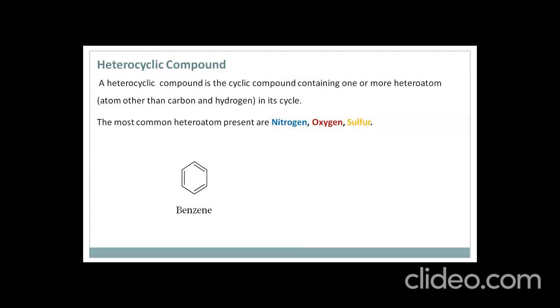Here is the structure of the benzene ring, and if you see this, it has just carbon and hydrogen. But in this structure, along with carbon and hydrogen, it has a nitrogen, and this nitrogen we call a heteroatom. So this compound is called a heterocyclic compound, and this is the structure of pyridine. So this is the meaning of heterocyclic compound: heteroatoms present in a cyclic ring with carbon and hydrogen.